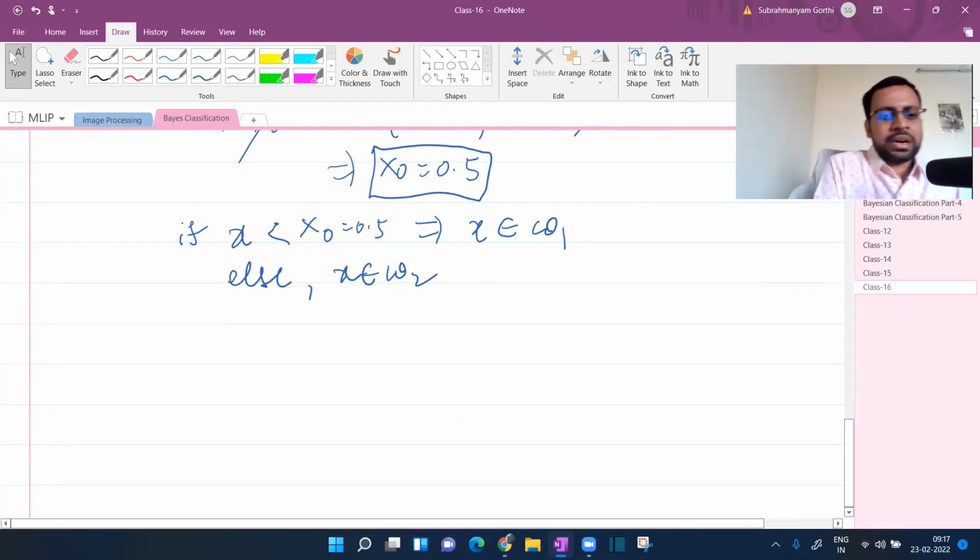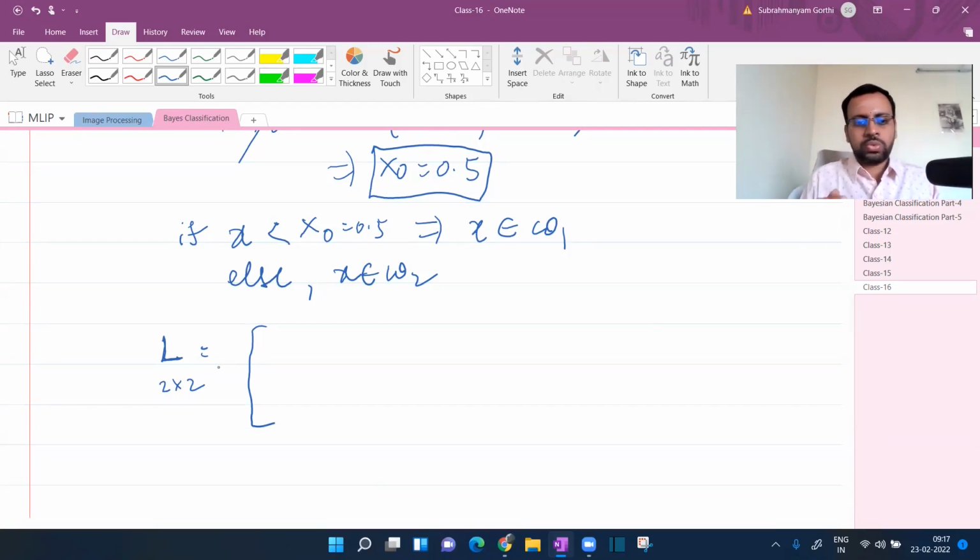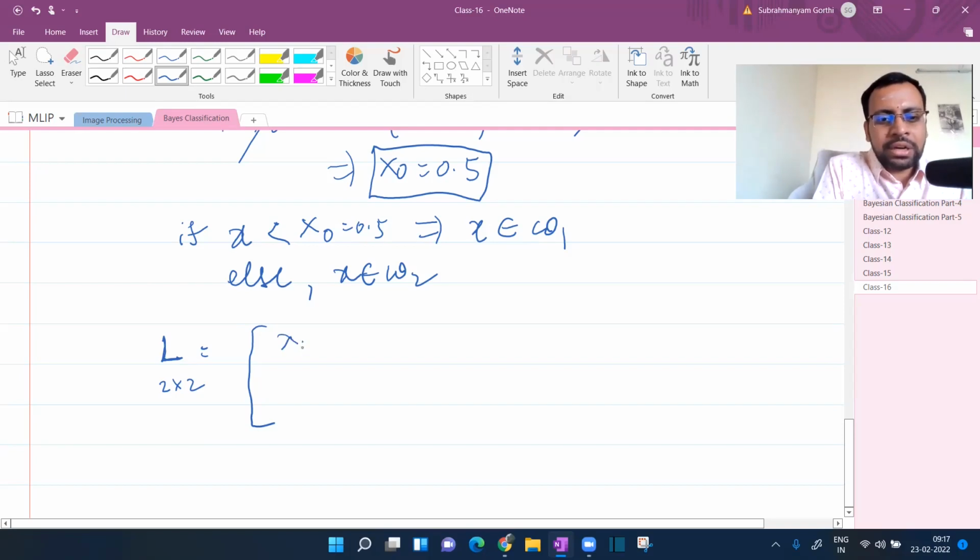But now I have a penalty matrix, or I'll call it a loss matrix. Now it's a 2D one. So this would be 2 cross 2. Why is it 2 cross 2? Because there are two classes. What does that typically have?